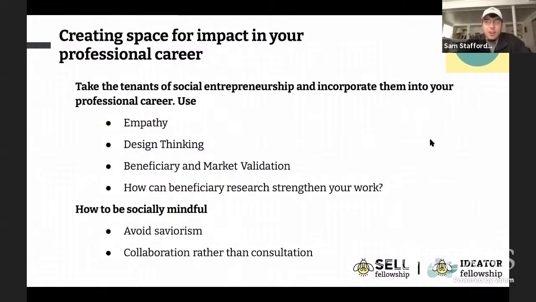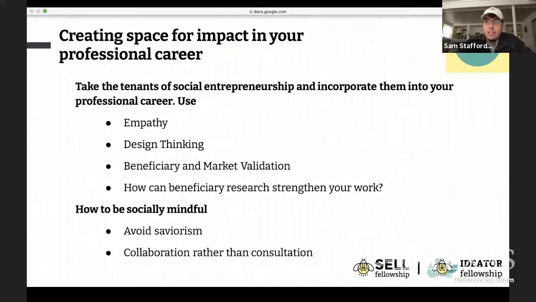And then also there are consulting firms that do social impact as well. Bain has a subsidiary within it that does social impact work. And then there's also a company called Bridgespan that does social impact consulting and nonprofit consulting. So there are a lot of different ways that you can get involved.